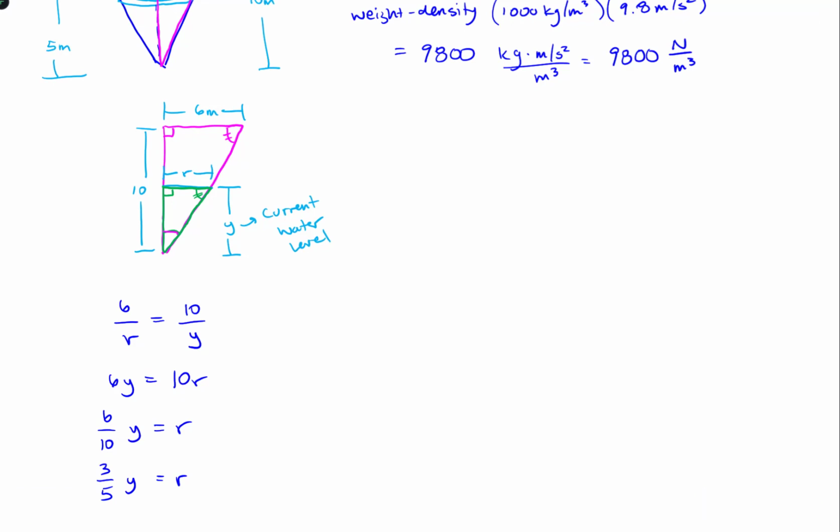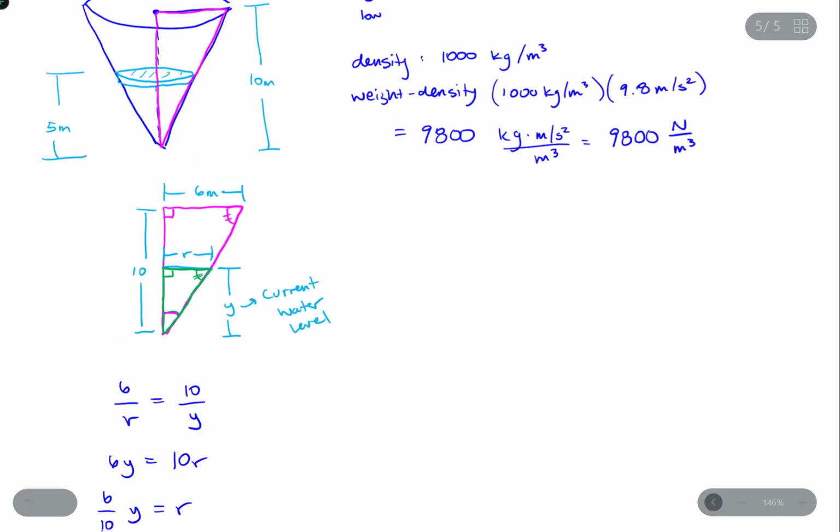So if the tank was full, then y would be 10. So 3 times 10 is 30. 30 divided by 5 is 6, so the radius would be 6. Great. When it's at 5, I don't guess we have an answer for that, but we can judge here. So when the water level is at 5, the radius is actually at 3. All right, so it checks out, and that's going to be the radius.